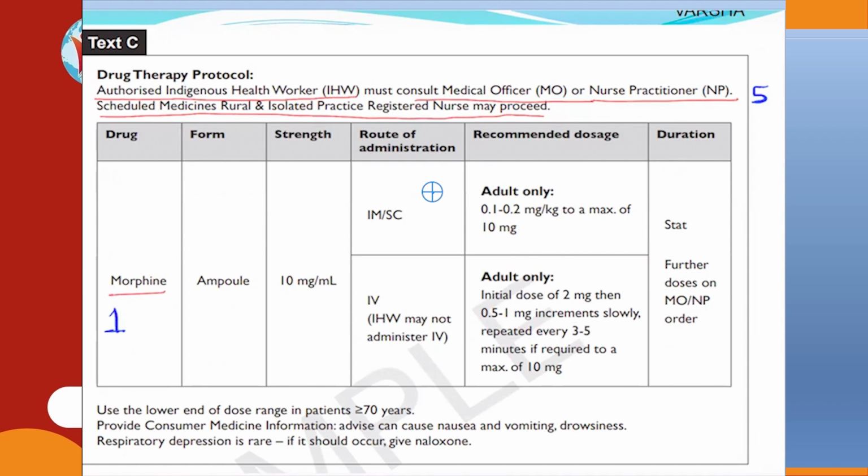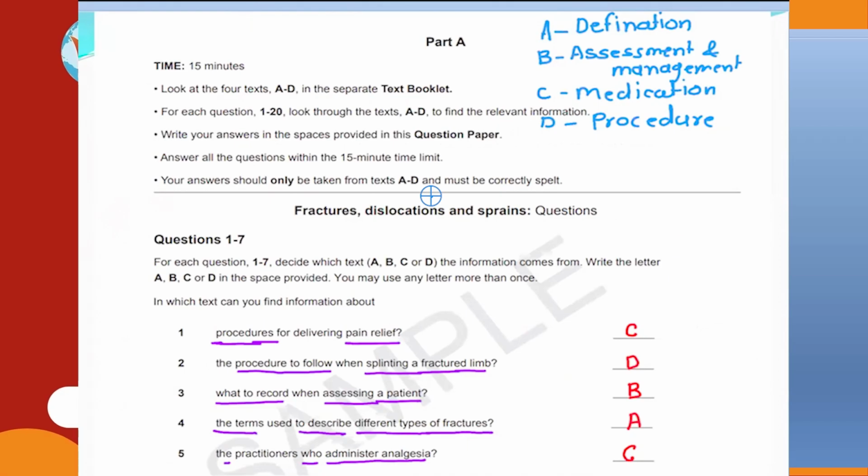That technique, sorry, that given medication, that morphine is for giving pain relief. So the question is about pain relief, and we can write the answer, C. I hope you understand the answer for the first question.